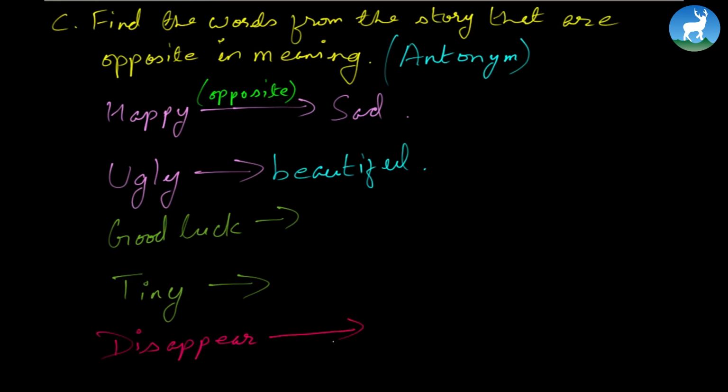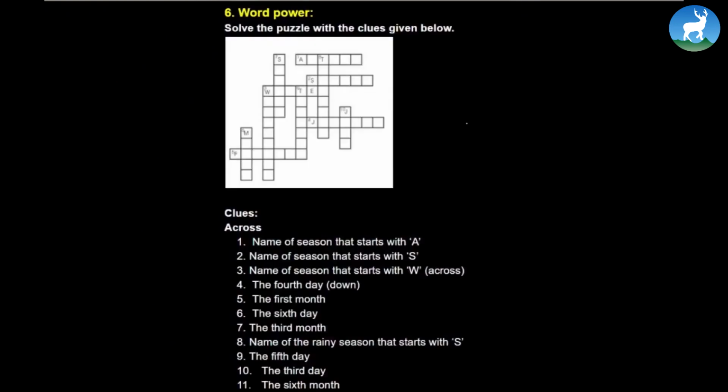Let's continue the exercise. Now, as we move further, let's look at this. Solve the puzzle with the clues given below. Now, here are the clues given below. A very wonderful exercise, isn't it? So I'm going to do one across and one down. Here it says, name the season that starts with A. So one across means, now by the way, across means this, horizontal, okay? And on the other hand, vertical, or if it says down, it simply means vertical.